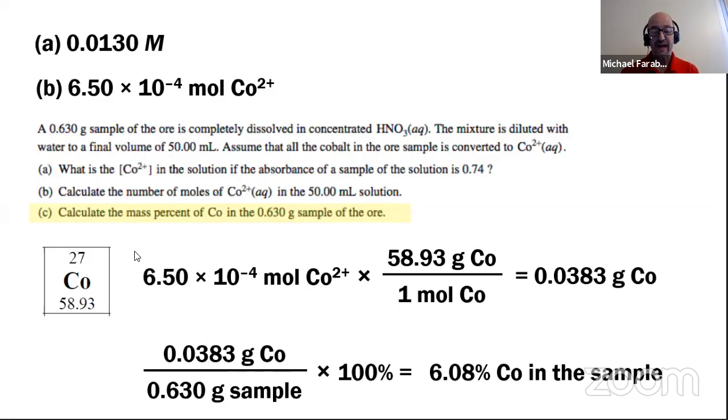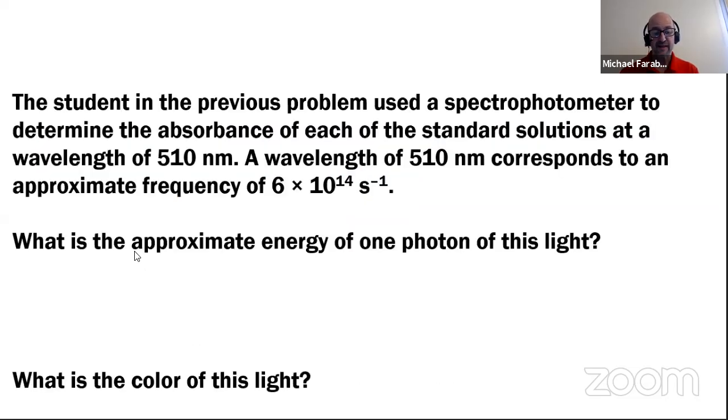All right, moving on to the next part of the homework problem from yesterday's lesson. It says that the student in the previous problem used a spectrophotometer to determine the absorbance of each of the standard solutions at a wavelength of 510 nanometers. It also tells us that a wavelength of 510 nanometers corresponds to an approximate frequency of 6 times 10 to the 14th hertz, which is also inverse seconds. What is the approximate energy of one photon of this light?